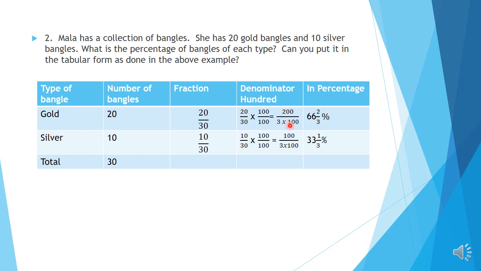So in 100, what number comes on the numerator side? 200 by 3. Okay, this 200 by 3 into 100, we can think of as 200 by 3 upon 100. So the percentage is 200 by 3 percentage. Okay children, and 200 by 3 you can write as 66 and 2 by 3 percentage. When you divide 200 by 3, you get 66 in the quotient side and 2 will be the remainder and 3 is the divisor. So we can write it as 66 and 2 by 3 percentage.